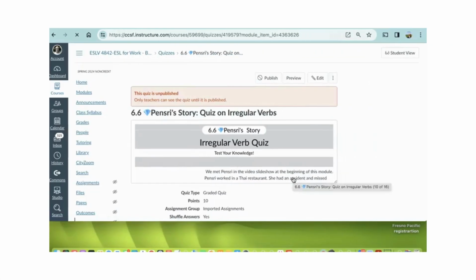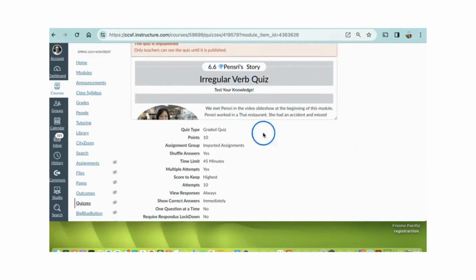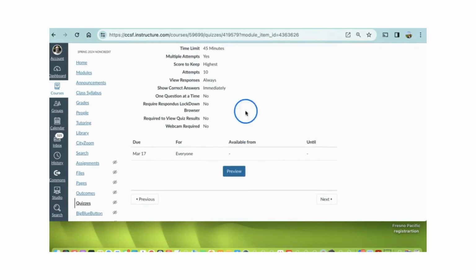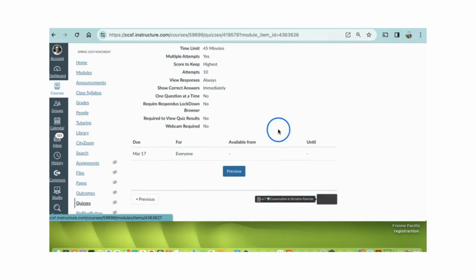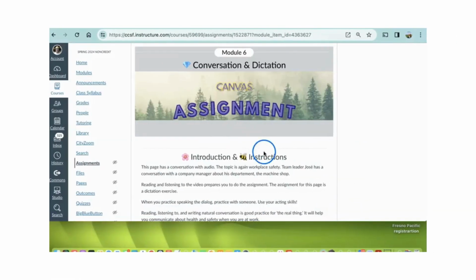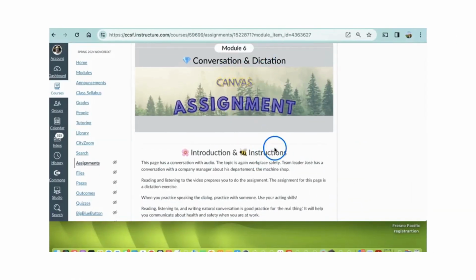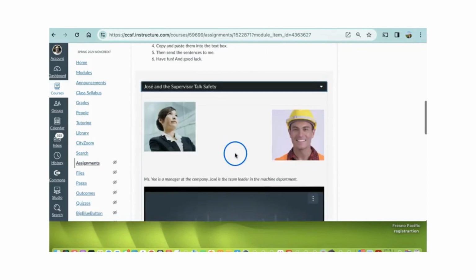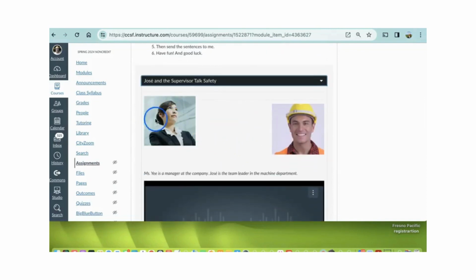Right, then we have a little quiz to see how you're doing. It's an irregular verb quiz, so you have to identify the correct past tense form. On this page, it's called Conversation and Dictation. Little conversation between two people.